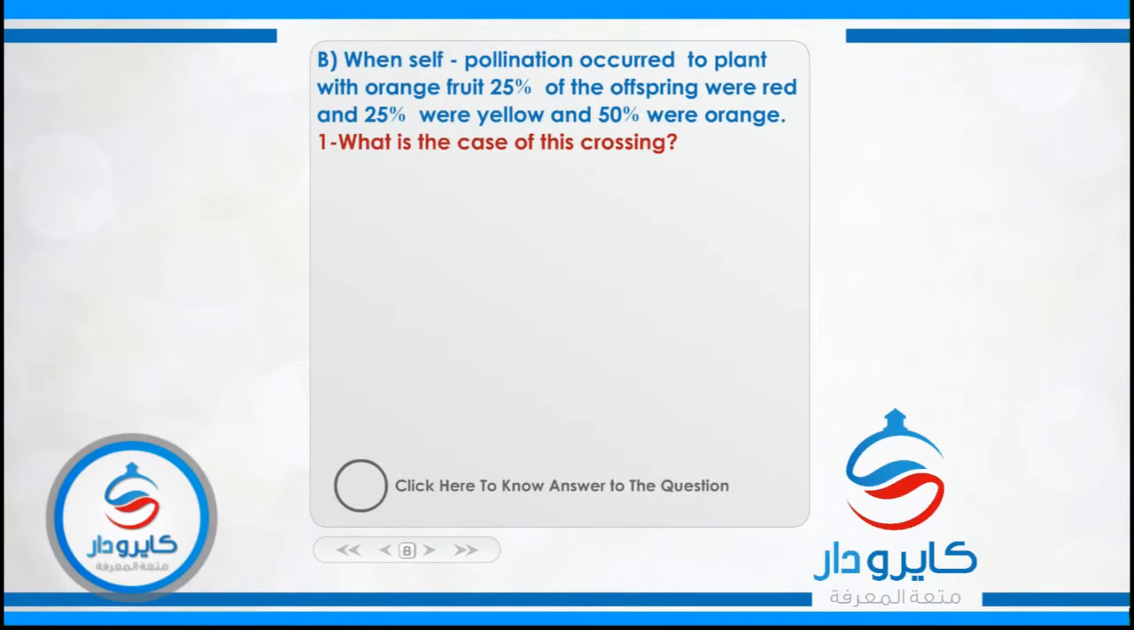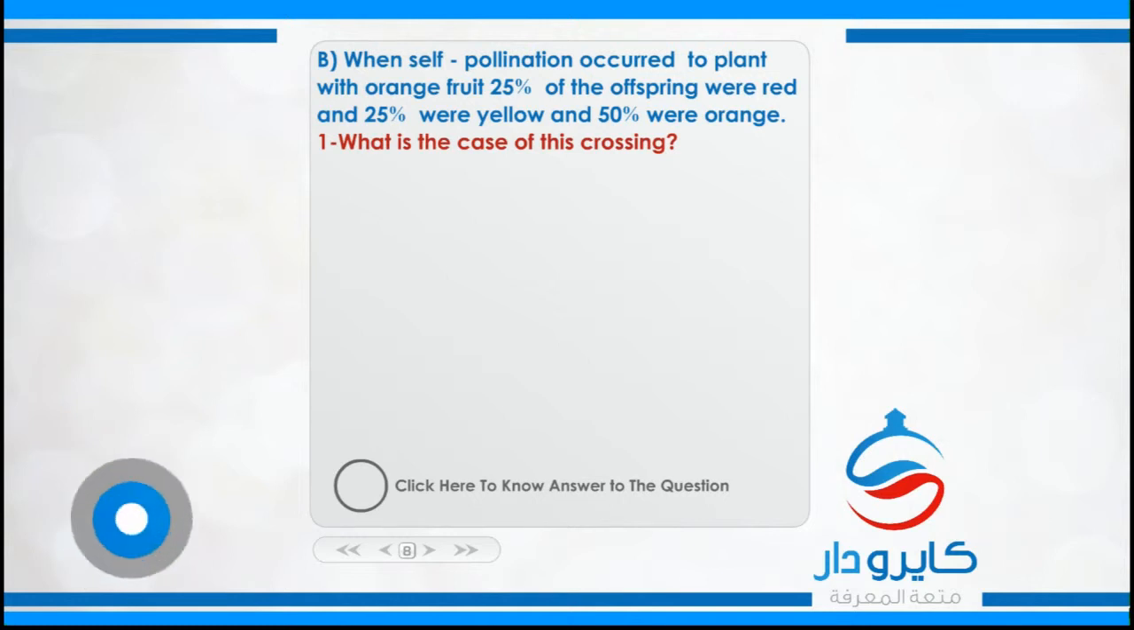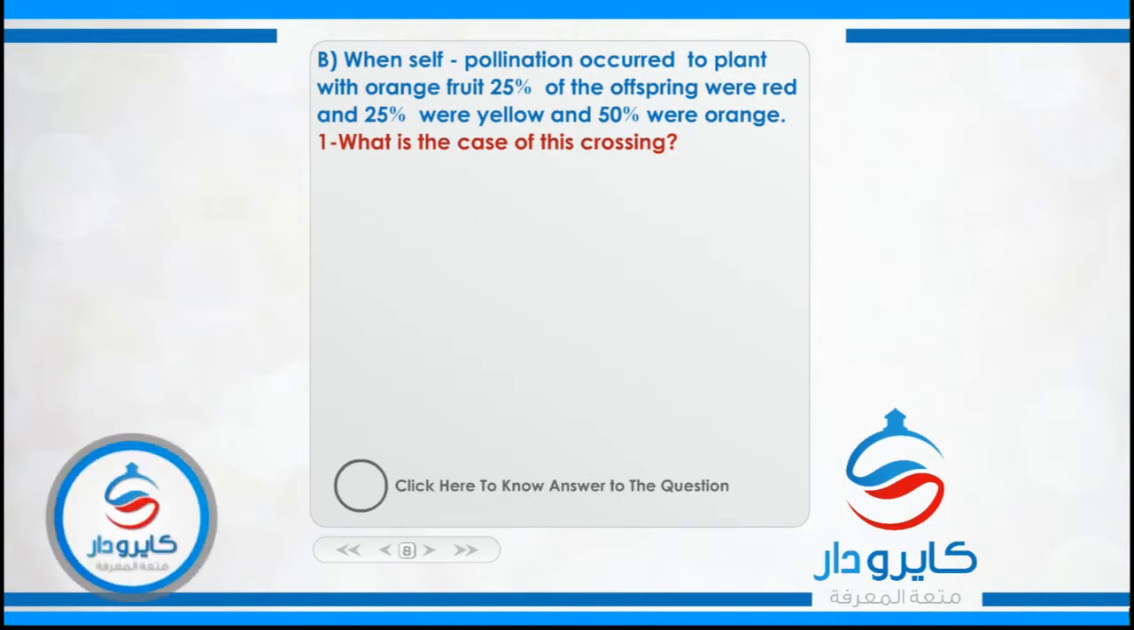Number B: when self-pollination occurs in two plants with orange fruit, 25% of the offspring were red, 25% yellow, and 50% orange. What is the case of this crossing? Explain with the genetic basis. We understand that there are three phenotypes, two phenotypes and an intermediate third phenotype, which indicates that the case is a lack of dominance.